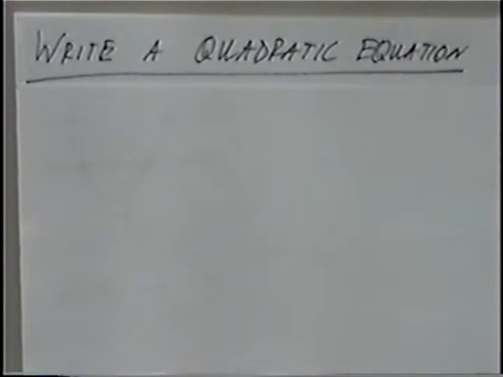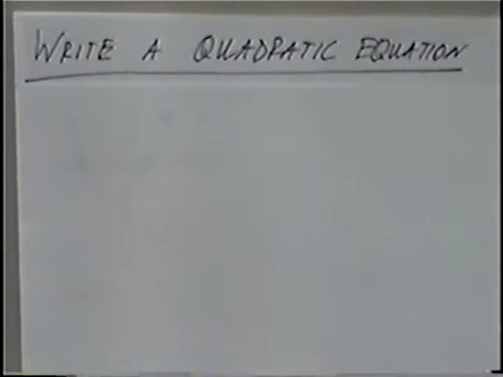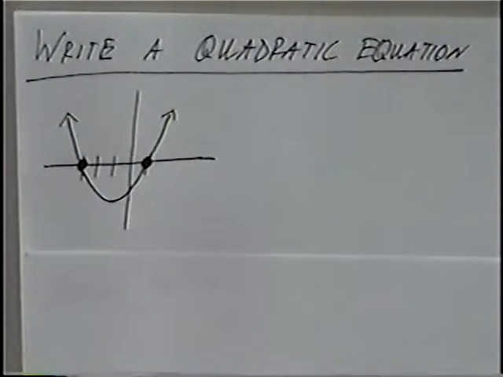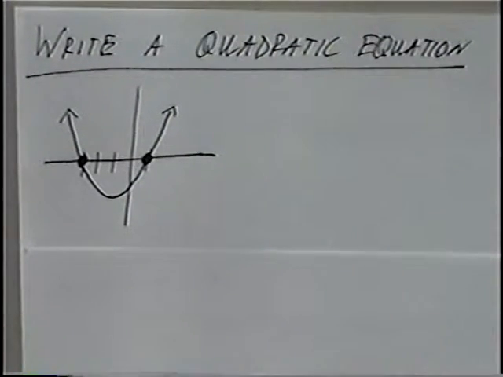The next section is write a quadratic equation. In this section, we'll take a graph or the roots of a quadratic equation and write the equation from there. First question is a graph of a parabola, or quadratic equation. The parabola crosses at 2 points.